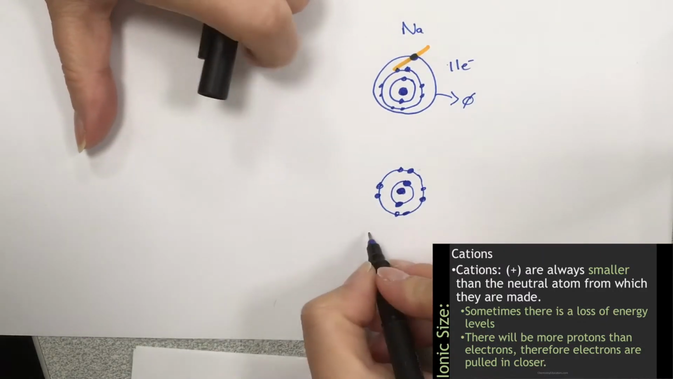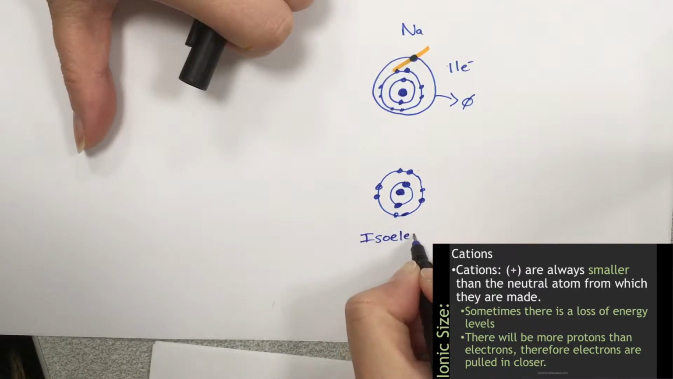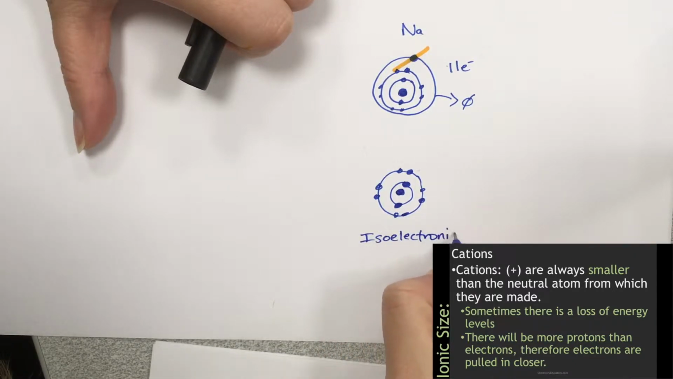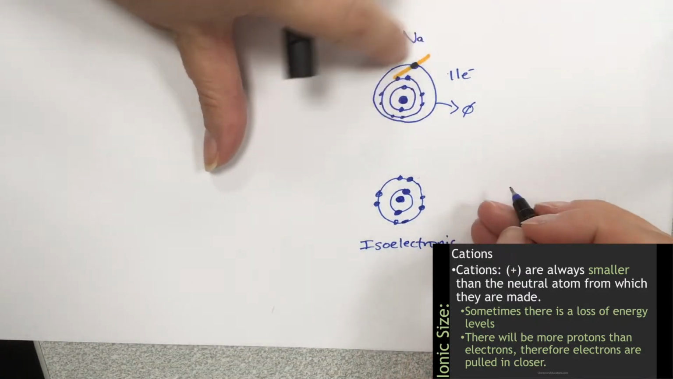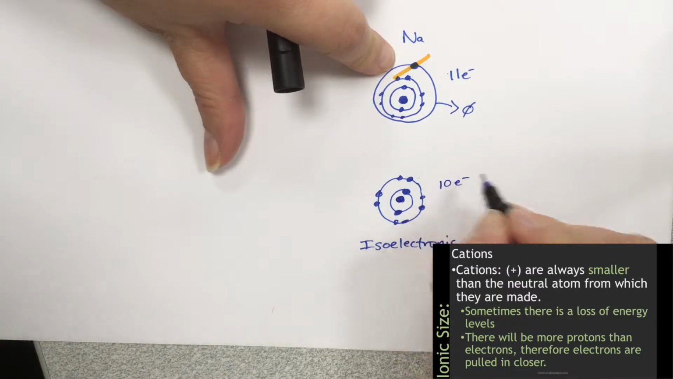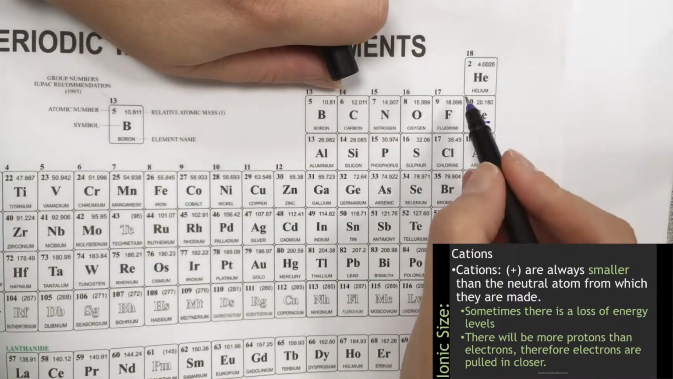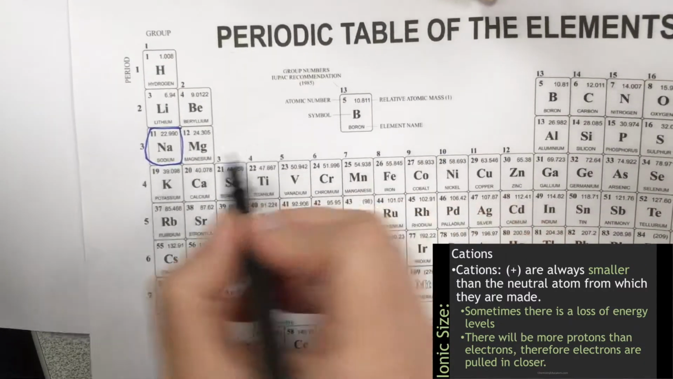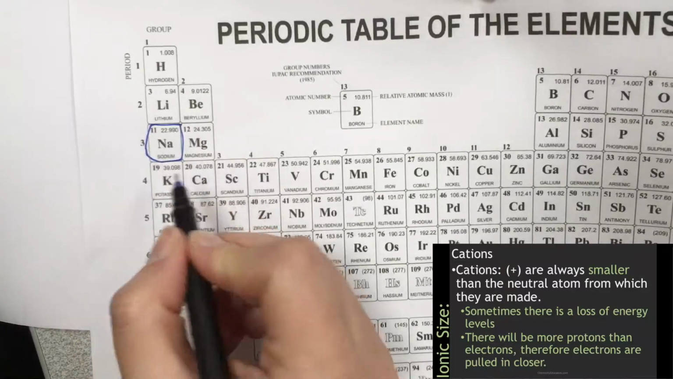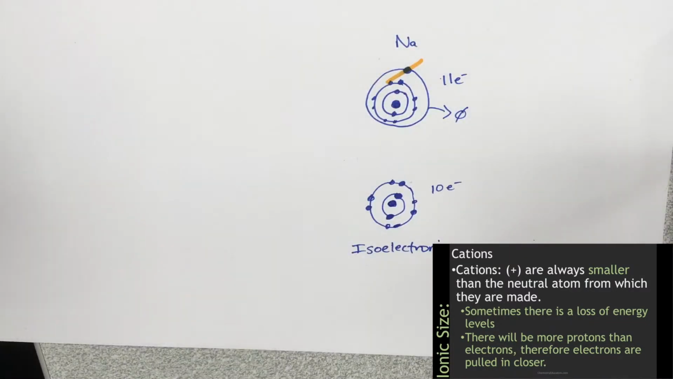And notice that it is isoelectronic. We learned this word in an earlier lesson. So this one has 11 electrons, this one has 10 electrons. So this one is isoelectronic with neon. It has 10 electrons just like neon. Now keep in mind, sodium still has 11 protons but only 10 electrons, so it's isoelectronic with neon. And that's just to bring that word back.